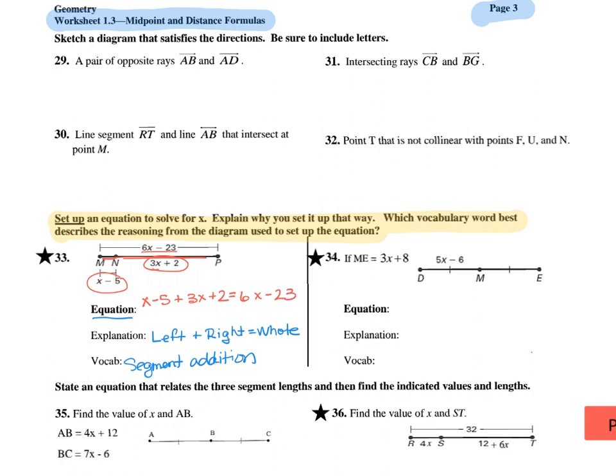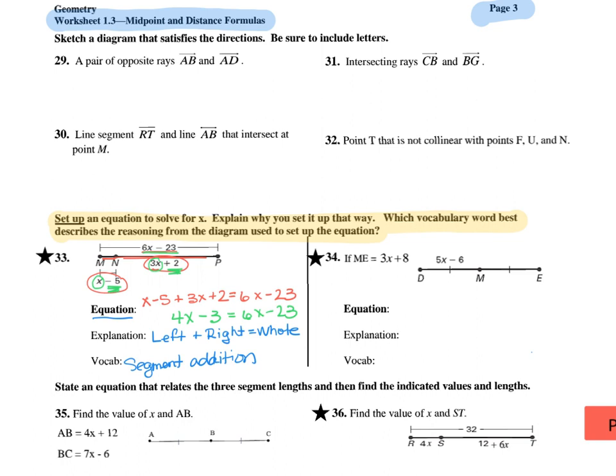Some people might say, let's just do some mental math, and they would take the x and the 3x and add those together right away and get 4x. And then they would take the 5 and the 2 and say that that equals 7. That still equals this whole thing, 6x minus 23. Both of those are good answers. They both would be acceptable.